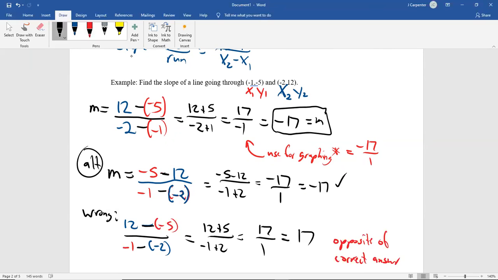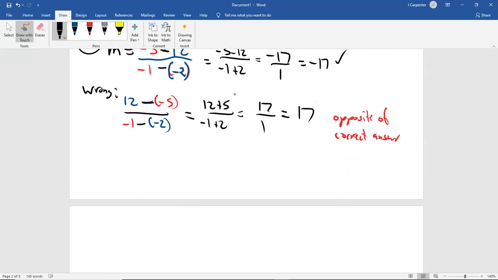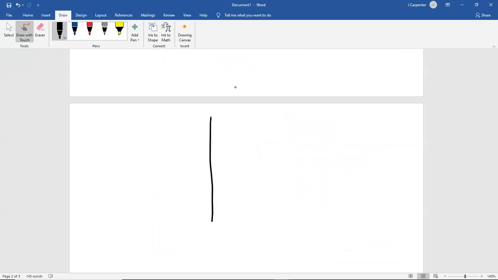All right, so finally we said we were going to graph this. I'm going to put the graph down here. I'll pull back after.